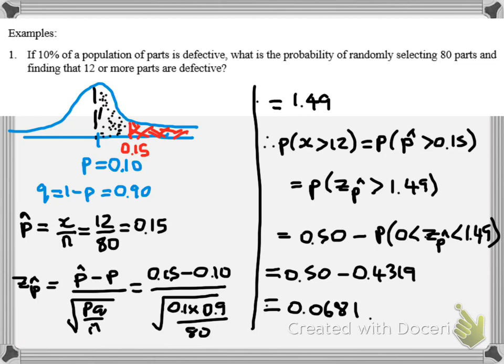You will get 0.0681. So the probability that out of 80 parts, you will have 12 or more that are defective if the population proportion is 10%, that probability is about 7%, 0.0681. I hope that's clear.